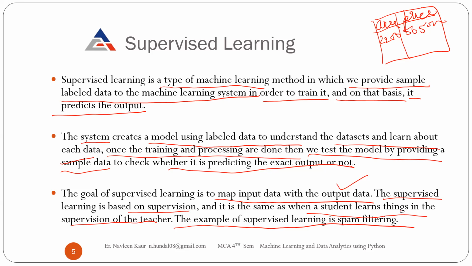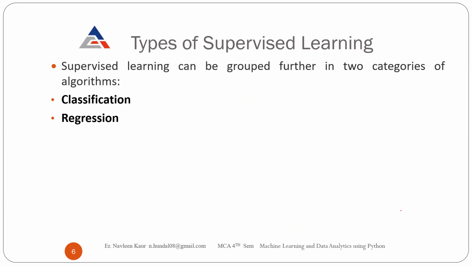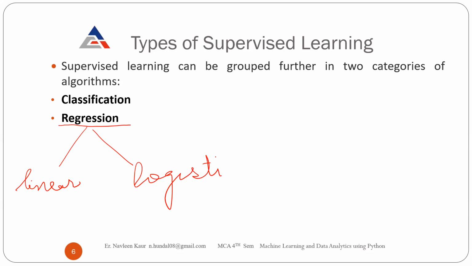Okay, so this is not that valid an example, because we are not working on spam filtering, we are working on linear regression. So linear regression will better explain supervised learning to you. Okay, so supervised learning is further divided into two categories. One is classification, the other is regression. We will do these in detail. But for the time being, regression is of two types. One is linear regression, the other is logistic regression. We will do these two in detail also.